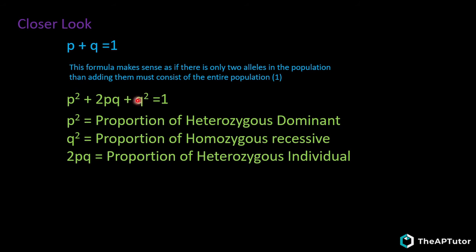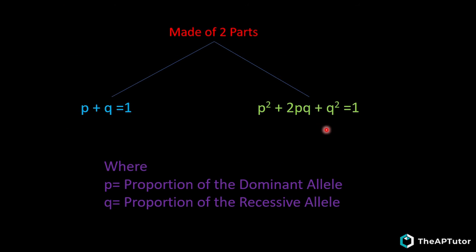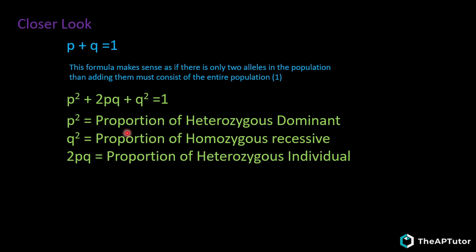For this equation, p squared plus 2pq plus q squared equals 1, each of these represents a specific proportion in the population. P squared is the proportion of homozygous dominant. Remember that p stands for the proportion of dominant alleles. So the amount that would have two dominant alleles would be p squared. q squared is the proportion of homozygous recessive, and again, q stands for the proportion of the population that is recessive, that has a recessive trait. Therefore, q squared must be those who are homozygous for that recessive trait.